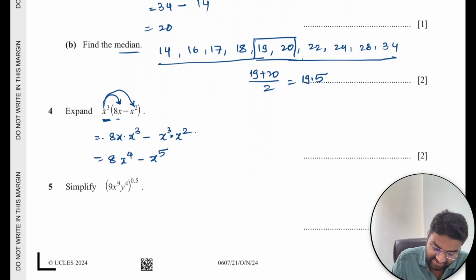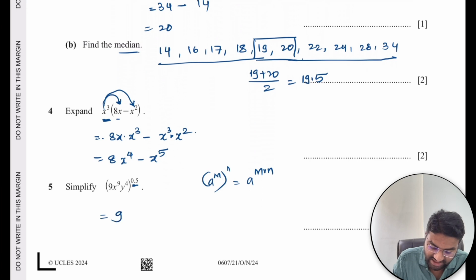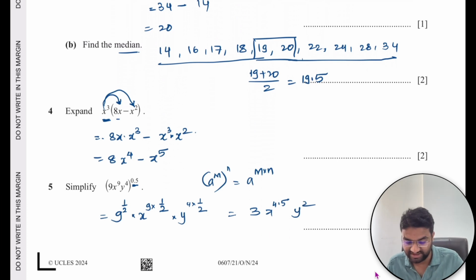That's it. Then next, you have a to the power of m raised to n. Then we take a to the power of m times n, meaning multiplication. So here also it's 9 to the power of 1 by 2, and you can take straight away x to the power of 9 times 1 by 2, and y to the power of 4 times 0.5, which is again 1 by 2. Here 1 by 2 means square root. The square root of 9 is 3. Then x to the power of 9 by 2 is x to the power of 4.5, and y to the power of just 2. You can write it like this. That's the answer.